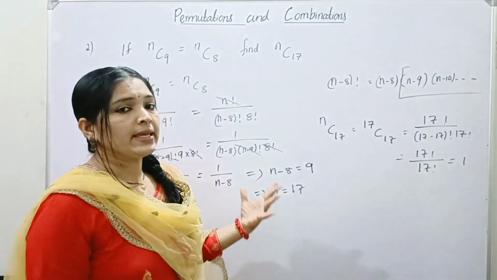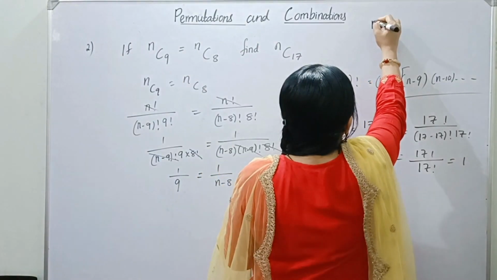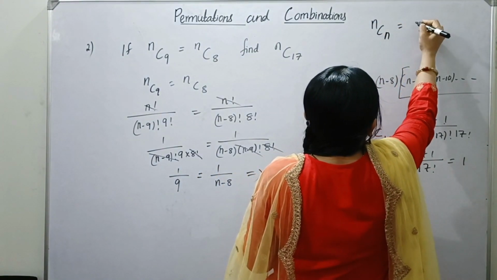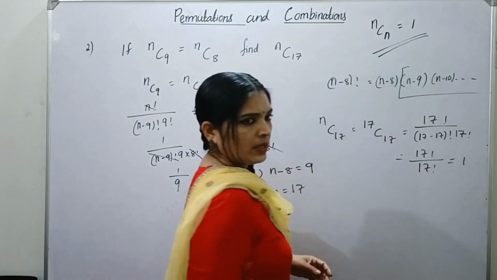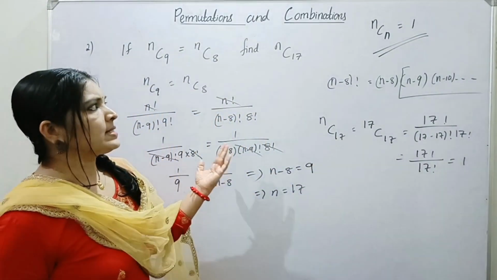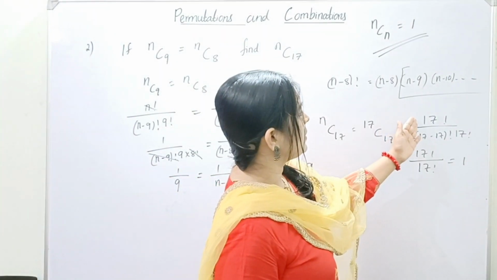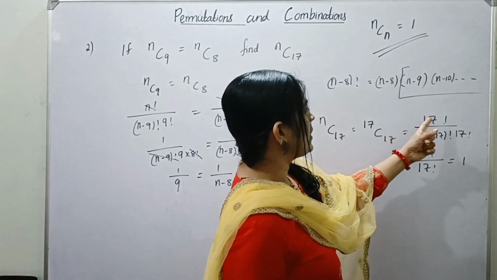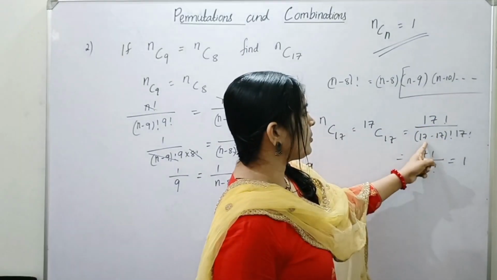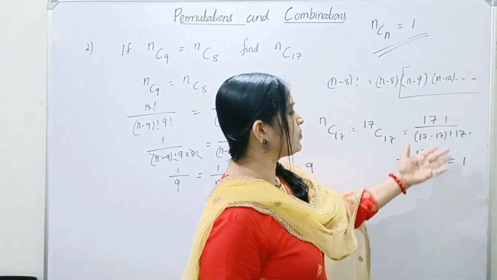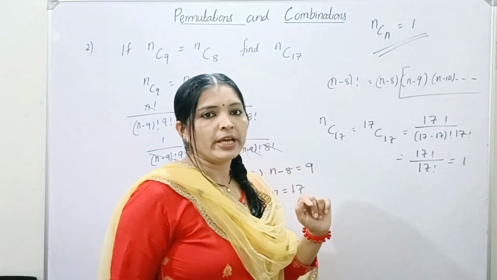In general, nCn is also one of the properties of combinations. nCn is equal to 1. In the same way, nC0 is also 1. How? See, here suppose it is 0. 17 factorial divided by 17 minus 0 factorial into 0 factorial. So it will be 17 by 17. So you will get 1.